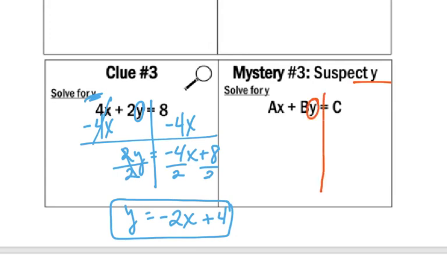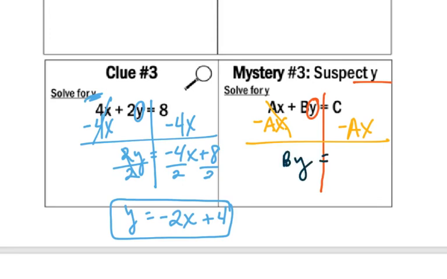I circle the y. What did we do in the last one? We moved the x term, so subtract ax. Sorry, guys, this is ugly. So we need to move the x term, minus ax and minus ax. That makes that term go away. That leaves me with by equals.